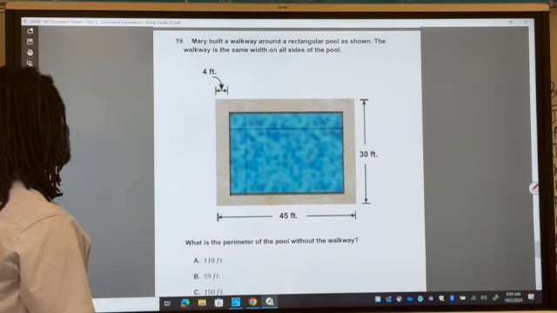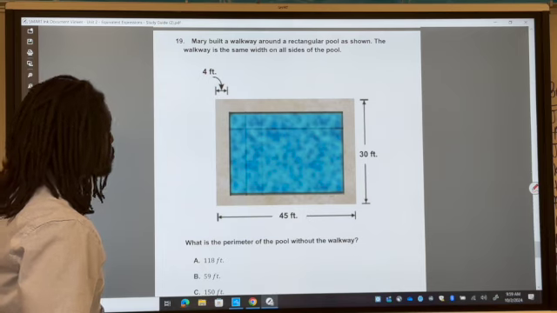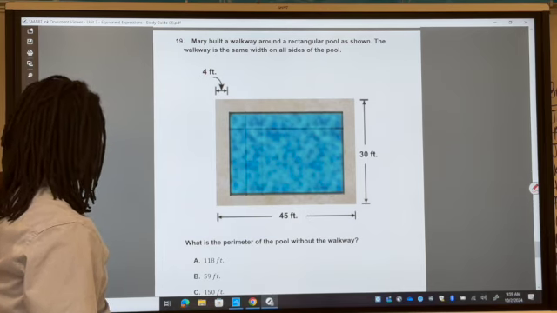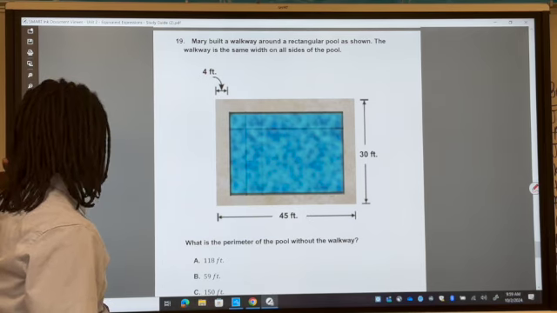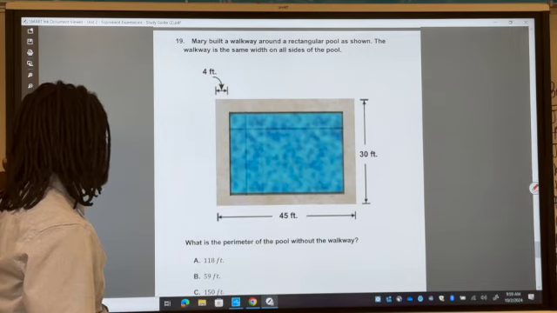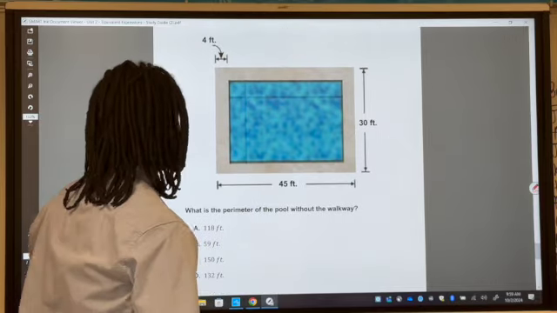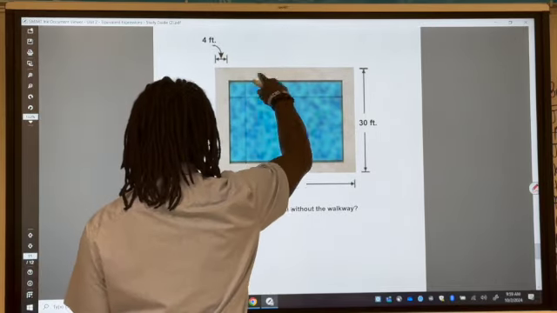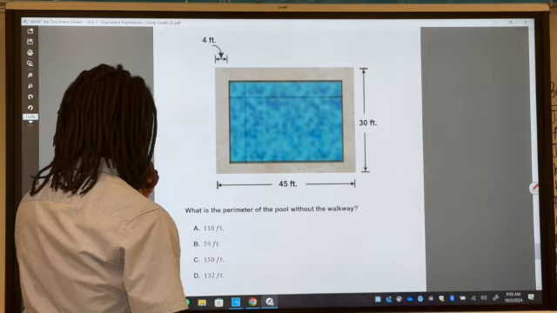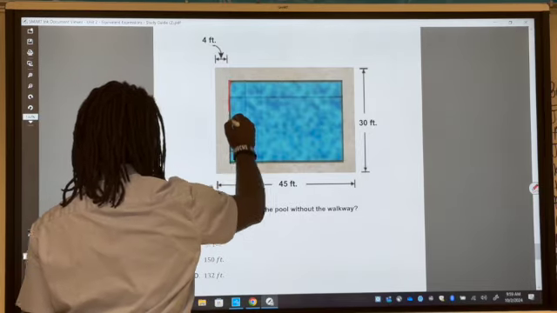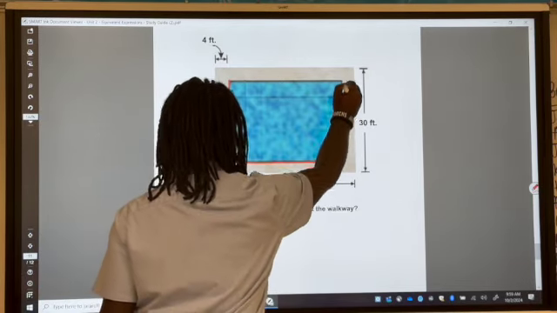All right. Mary has built a walkway around a rectangular pool shown. The walkway is the same width on each side of the pool. What is the perimeter of the pool without the walkway? Okay, so we're looking for the perimeter, the outside of the pool without the walkway. So we're looking for just the perimeter of the pool.